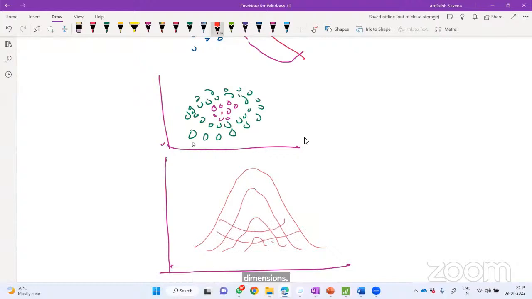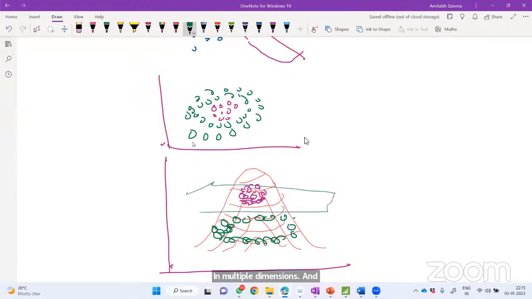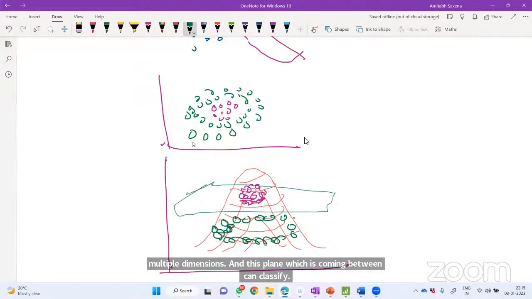This is like, so the green ones are like this. I'm spacing out the two data sets in multiple dimensions, and this plane which is coming between can classify. We call it a kernel trick.